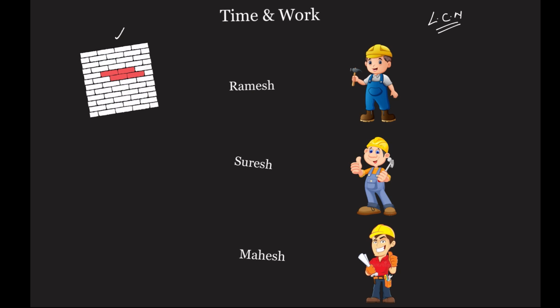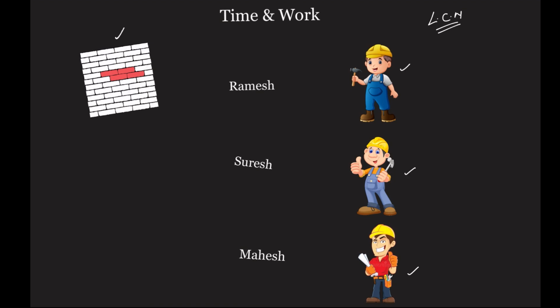Who all are making this wall? Now this is just an example. Okay, instead of 30 bricks, take 60. How many bricks will we take? I'll tell you in the next part, but just put in the bricks and the wall is made. Now who all are working to make this wall? Ramesh, Suresh and Mahesh. As you can see here, Ramesh, Suresh and Mahesh.